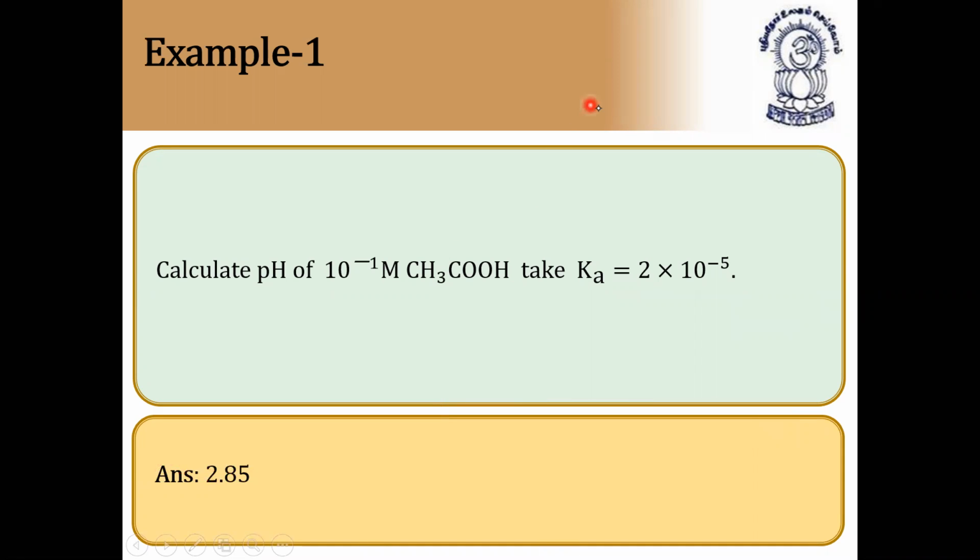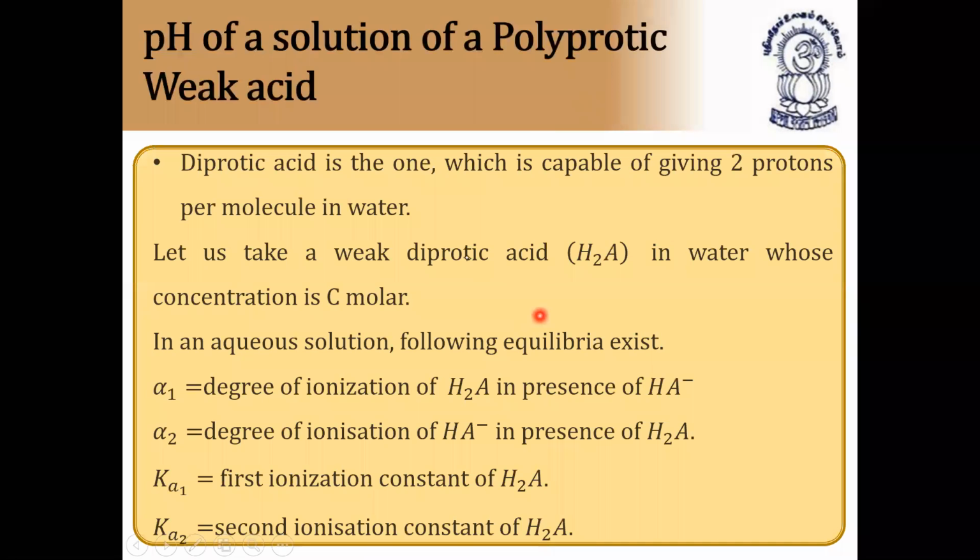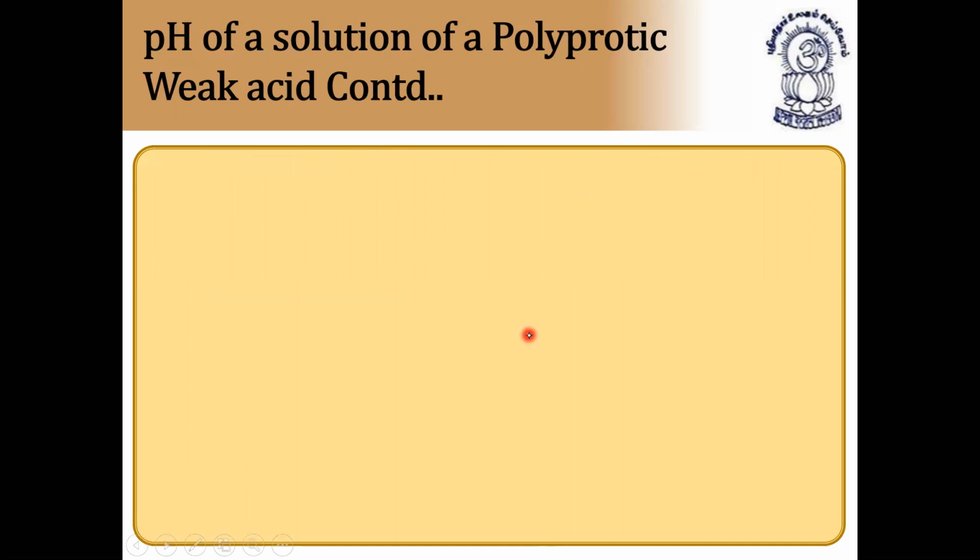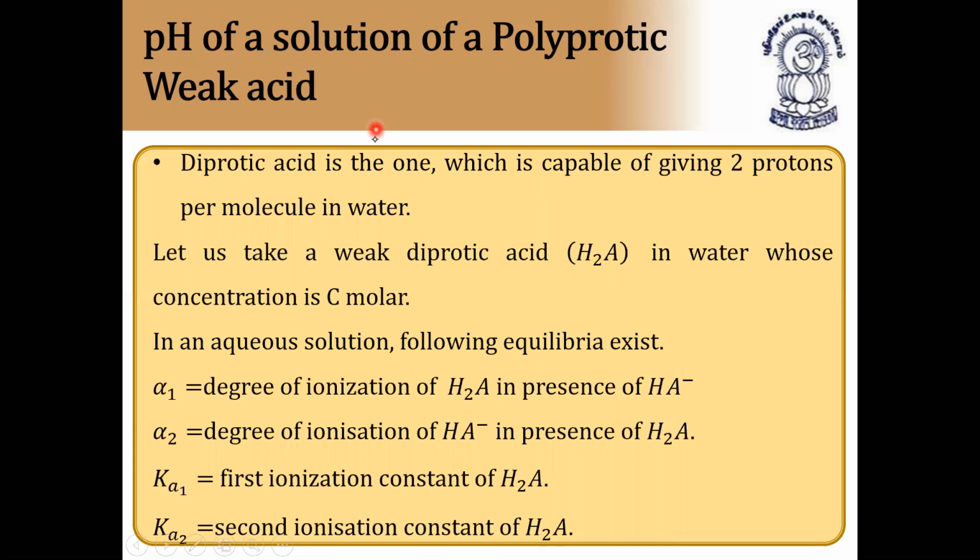Next question. So next concept: pH of a solution of a polyprotic weak acid. A diprotic acid is one which is capable of giving 2 protons per molecule in water, just like H2SO4. H2SO4 is diprotic because it has the capacity to give 2 protons. For example, H2A dissociates in water to form 2H plus, so it is capable of giving 2 protons per molecule in water.